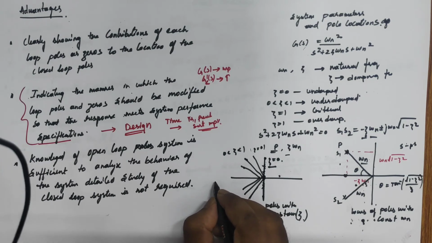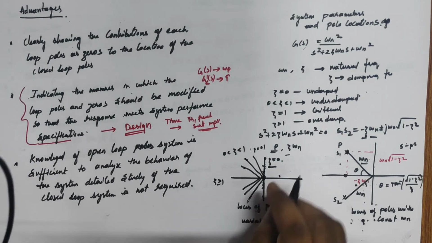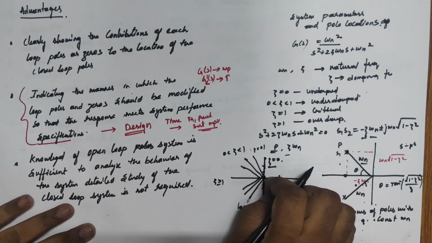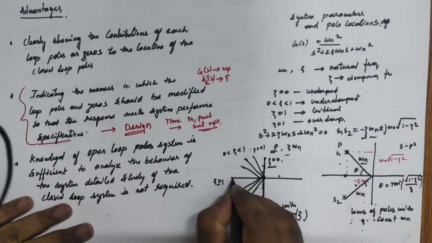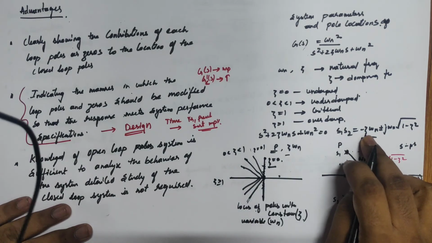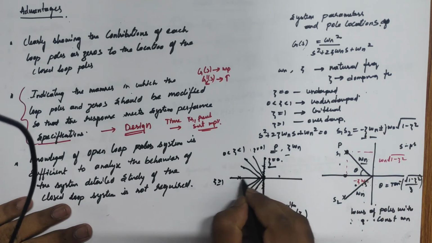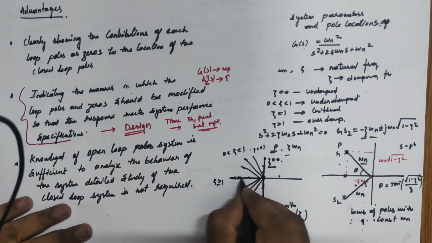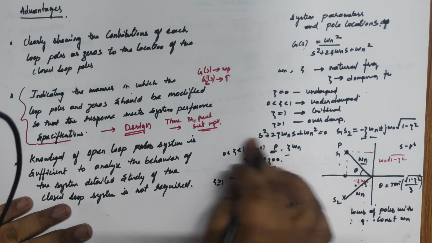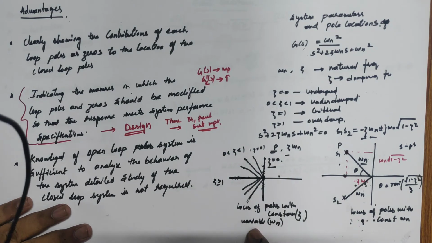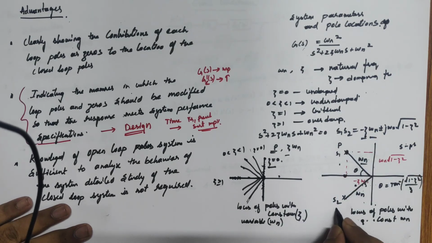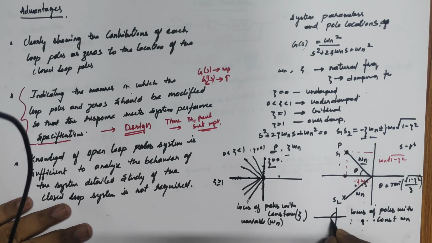Now what if my zeta is greater than 1? My zeta greater than 1 means it will be located on the real axis. Okay, if zeta is greater than 1, all my poles will be located on the real axis. So here is the real axis. Okay, so this is called the locus of poles with constant zeta and variable omega n, and this can also be represented with a semicircle like this.